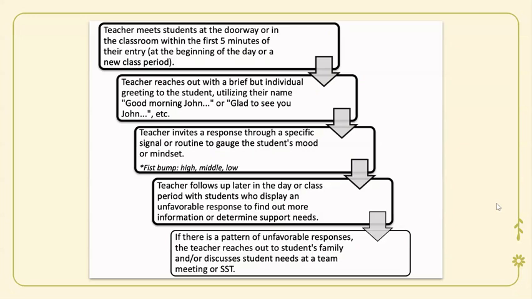So, here's how a reach and response system would work. First, the teacher would meet the student at a doorway or within the first 5 minutes of class. So, you need to be able to gauge how a student is feeling when they are first in your class. So, it could be something as simple as connecting with them. Make sure that you utilize their name so that you know that you see them. That's all part of that positive connection. So, good morning, John. Glad to see you. How are you doing? Then you're going to invite a response through a specific signal or routine.